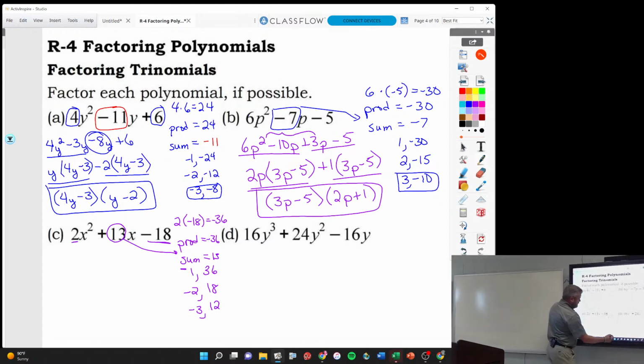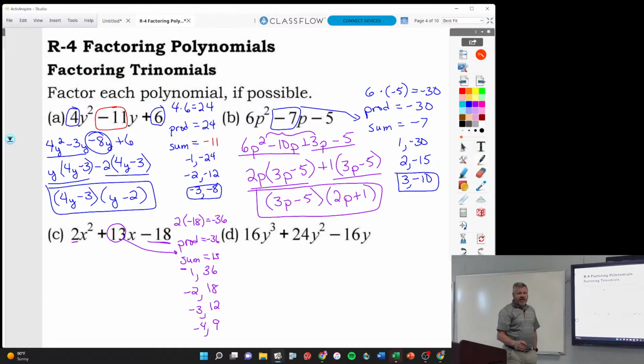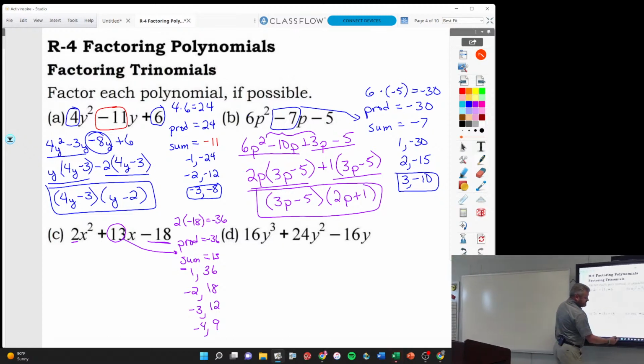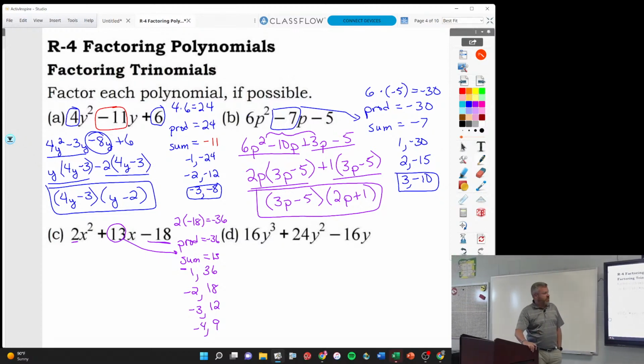Let's try negative 4. Negative 4 times positive 9 is negative 36. Negative 4 plus 9 is 5. Still not 13. And I think you probably see by now we got a problem. The only one left is negative 6 and 6. But those are the same, so there's no way. Guys, this isn't going to happen.